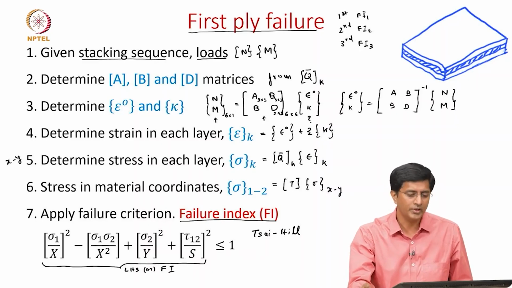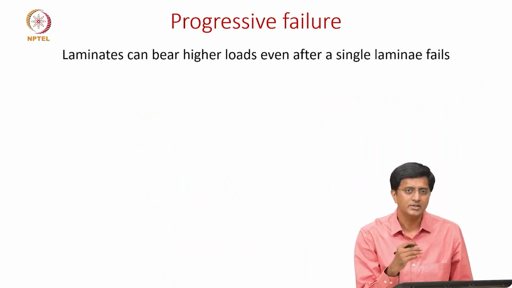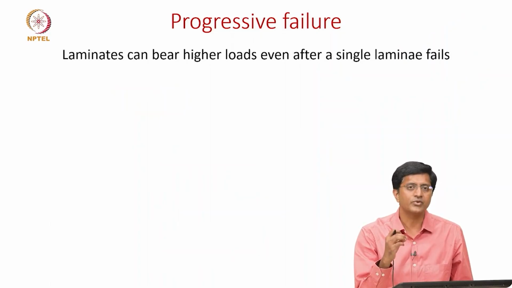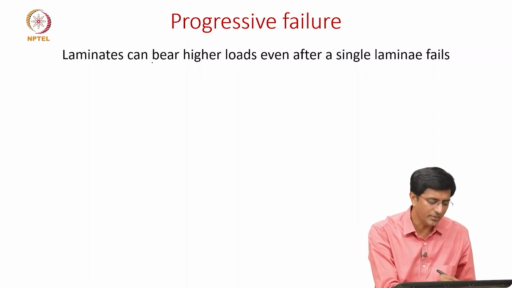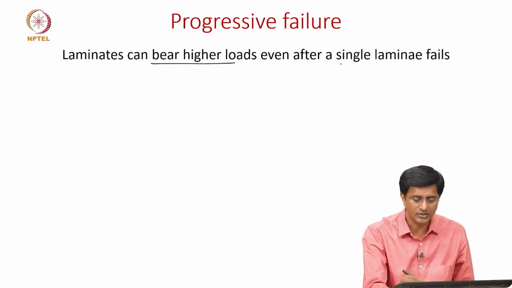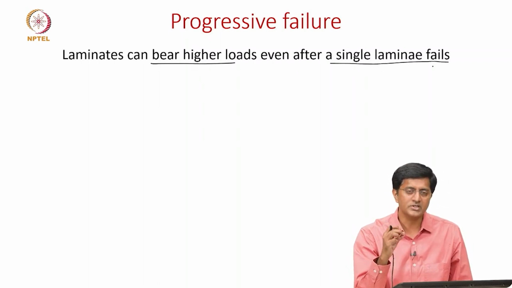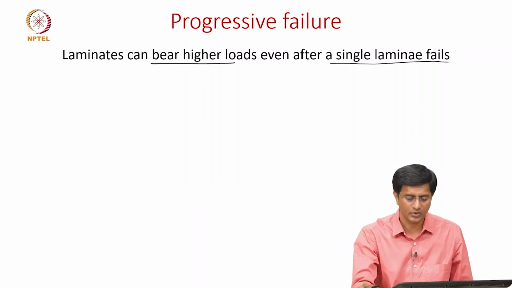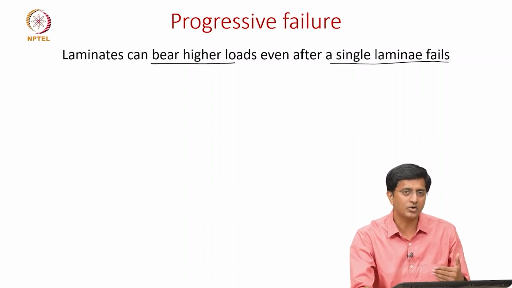Next we move into the progressive failure. Here the idea is what happens after the first ply fails. So here we say that the laminas can bear higher loads even after a single lamina fails, meaning even after the first layer fails, it can take more loads. So now let's see how that's possible, or how we can really predict the load at which the second layer fails or the third layer fails.